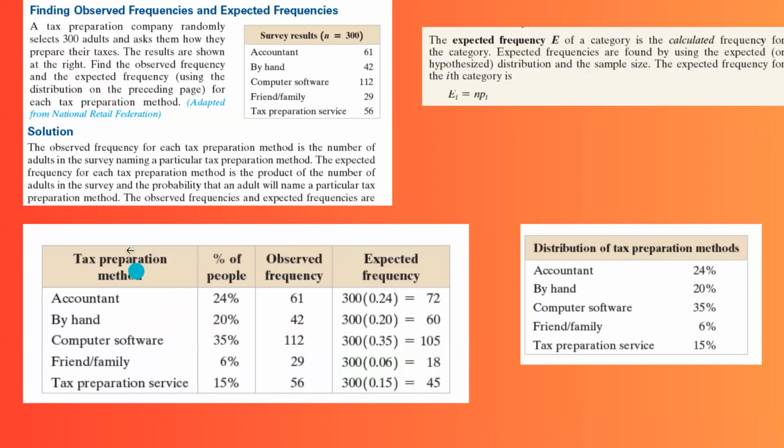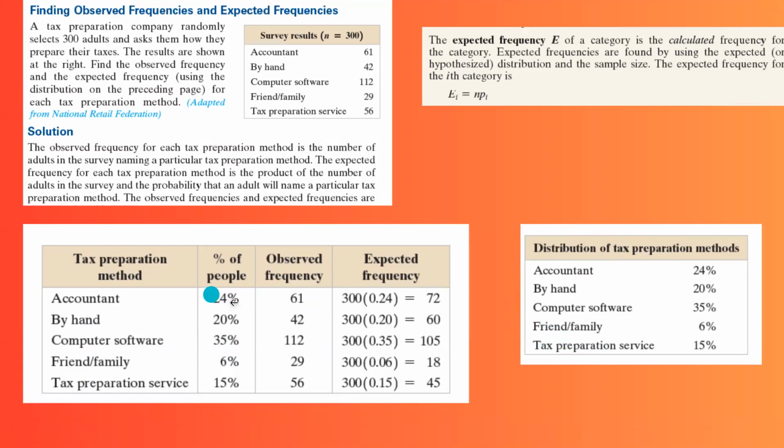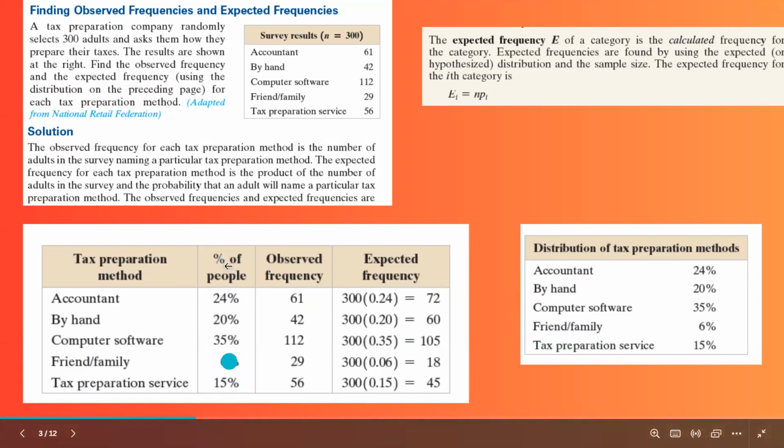Here, what do we have? We have tax preparation methods, 1, 2, 3, 4, 5 categories. The percentage of people is given to us. This is usually about the claim: 24%, 20%, 35%, 6%, 15%. Again, these are given in the question. We didn't do any calculation here.